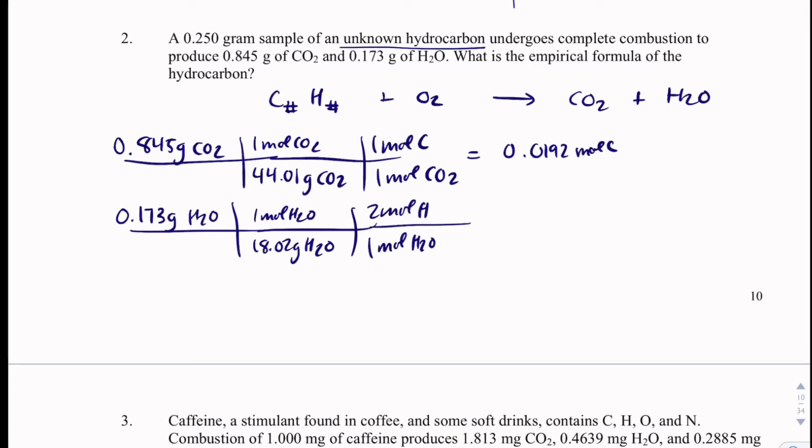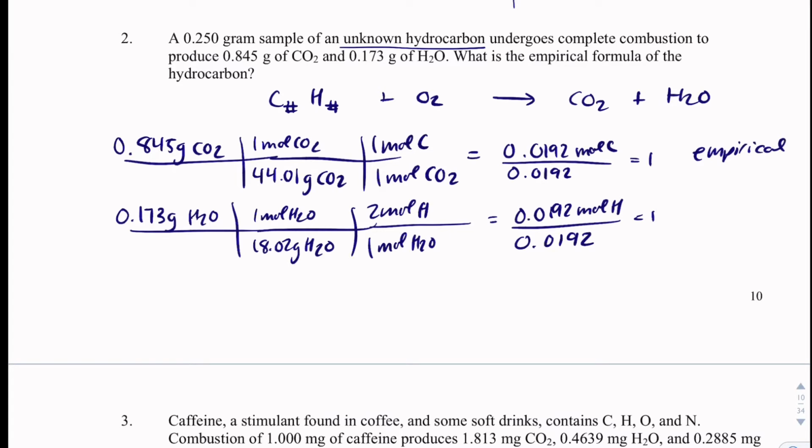And I know I'm going quick through this, but it's the same process as what we saw in number 1. And I get 0.0192 moles of H. Divided by the smallest, which seems a little bit goofy here because they are the same, I get 1. So my empirical formula looks to be CH. Okay, we'd have to be given the molar mass of the compound to turn it into the molecular formula.